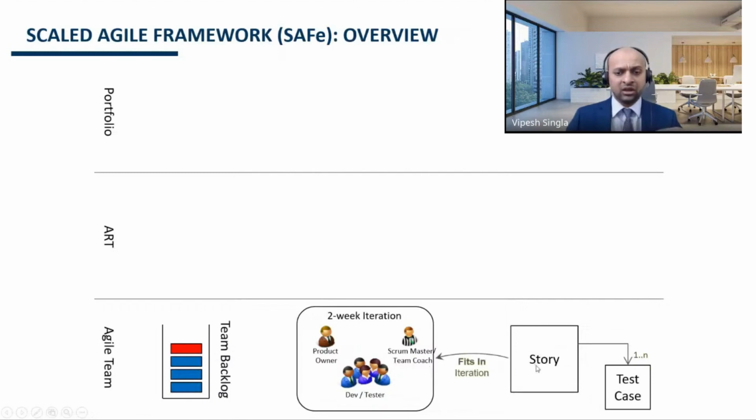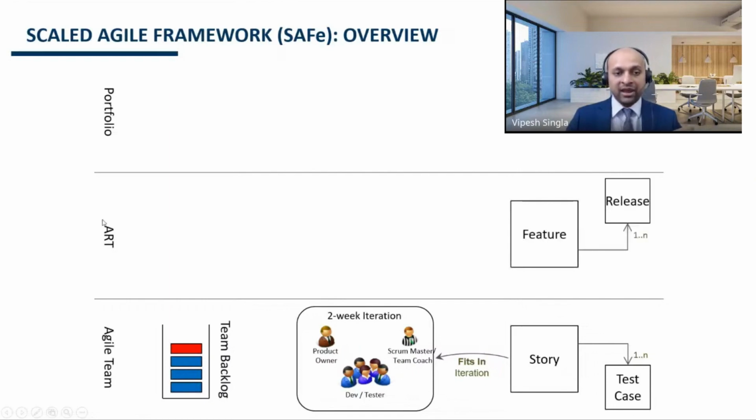Each user story which is captured in the team level backlog should fit in an iteration. What that means is that the effort required for delivering the user story should not be more than 2 weeks. If it is more than 2 weeks, we need to split that story into multiple smaller stories, and each of these small stories should be small enough so that we can deliver it in a separate sprint or iteration.